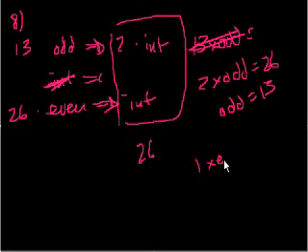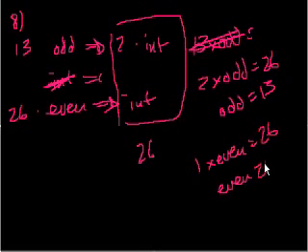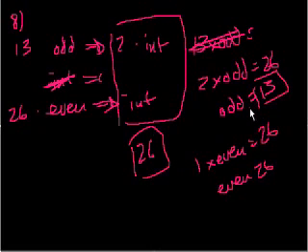Or 1 times even is equal to 26, in which case even equals 26. So the number generated could have been 26, or it could have been 13. And those are choices 1 and 2, and that's C.